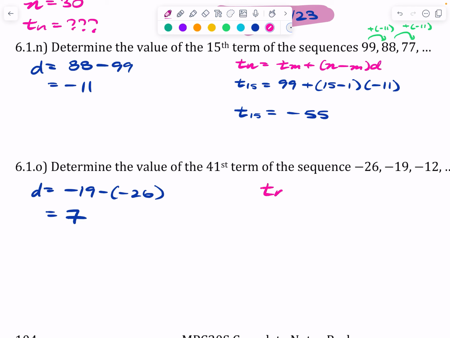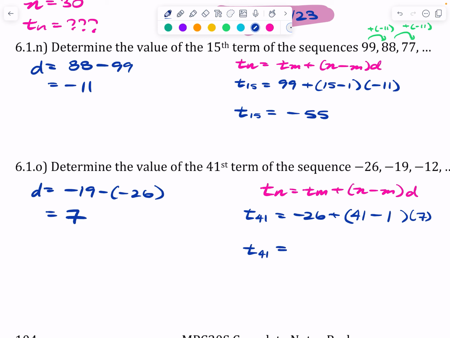The formula says Tn is Tm plus n minus m times d. So for us, we're looking at term 41. We'll start by taking term 1 and adding the difference, which is 7. How many times do we do that? N minus m. N is 41, and we are using term 1 as a basis, so m is 1. And again, calculator work time.